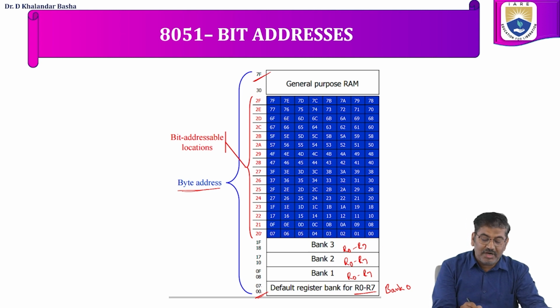From the addresses 20H to 2FH, these locations we can use as bit addressable as well as byte addressable. If you take them as bit addressable, we have bit 00, 01, 02, 03 like this until 7F. On top of this, from 30H to 7FH, these are used again as general purpose RAM.